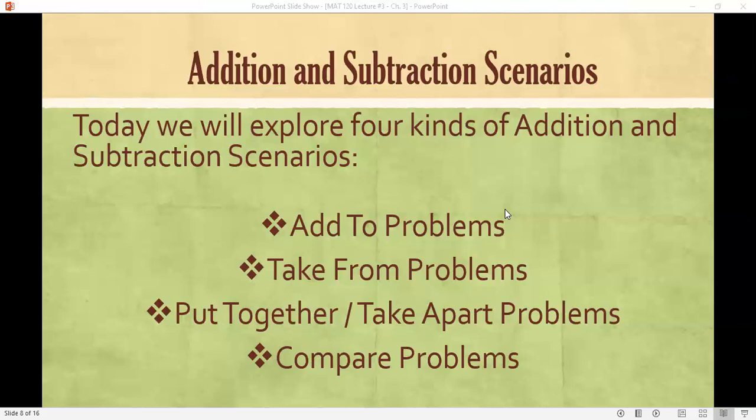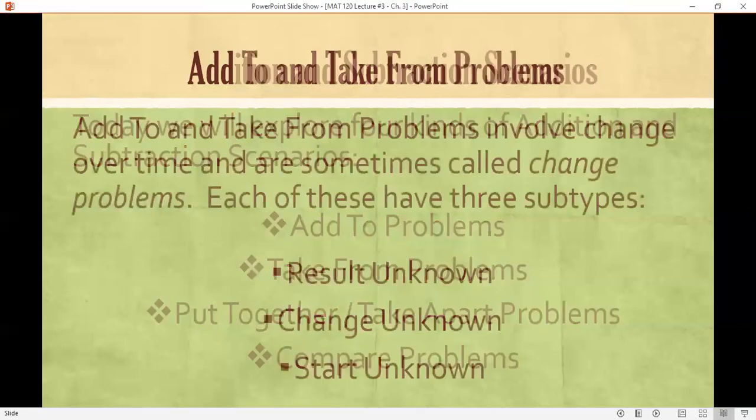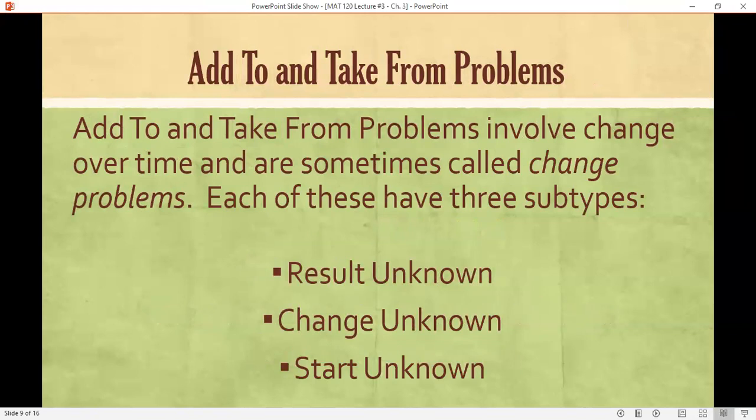Let's see what each of these looks like, and let's explore them and try to get a good grasp on how to determine which is which. First, we're going to talk about the add to and take from problems. Under the umbrella of add to and take from, which is the first 2 kinds, we have 3 styles underneath that of each kind as well. We have the result unknown, we have the change unknown, and we have the start unknown, okay?